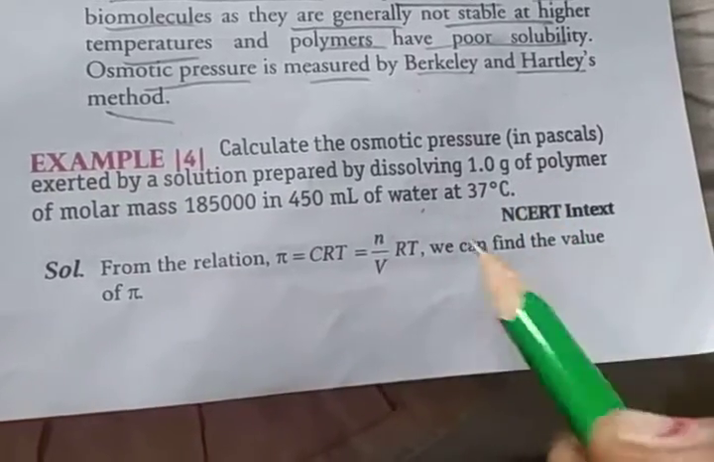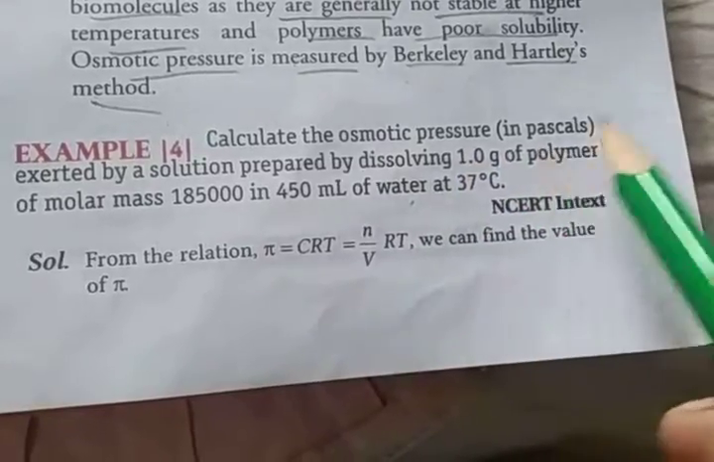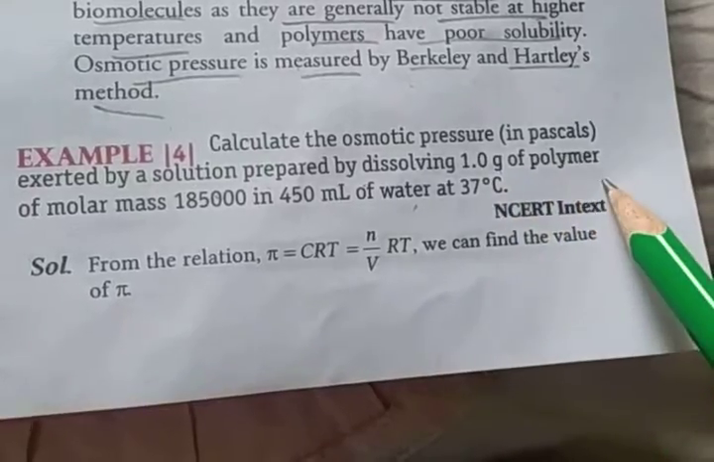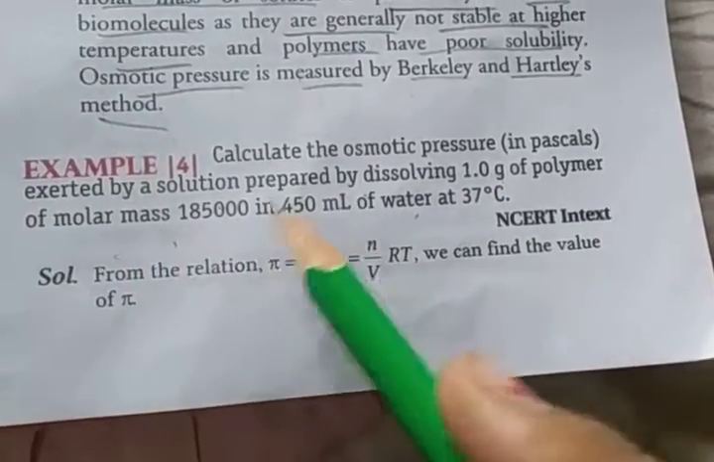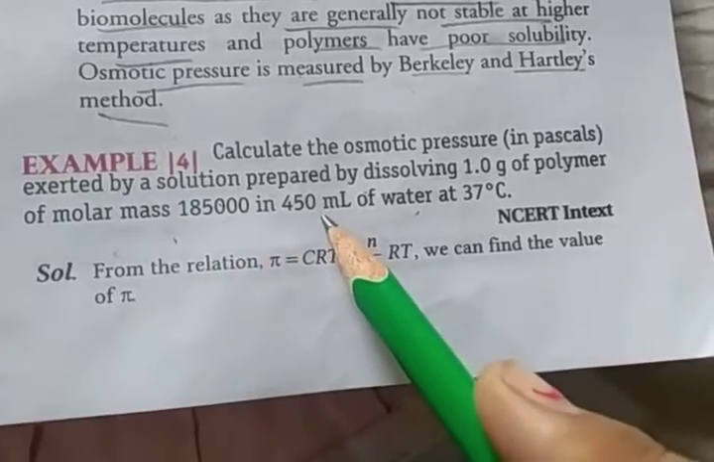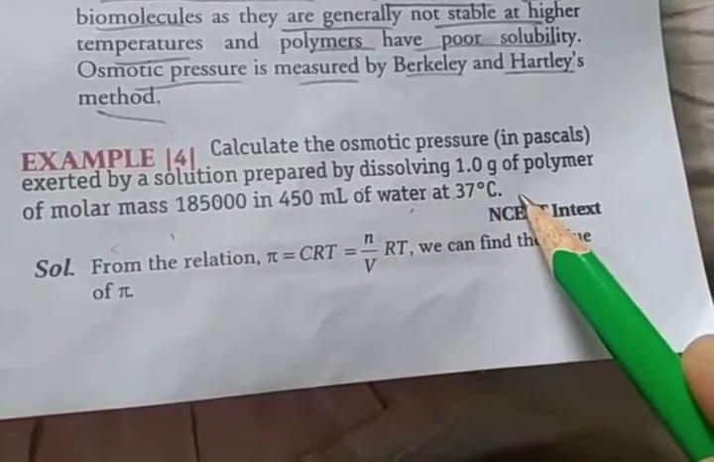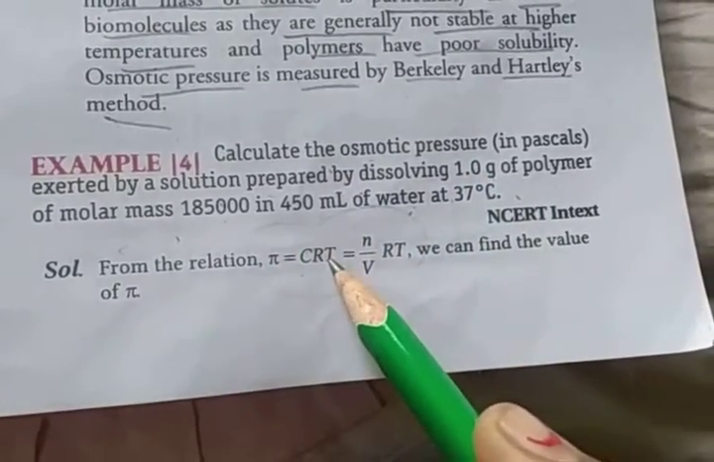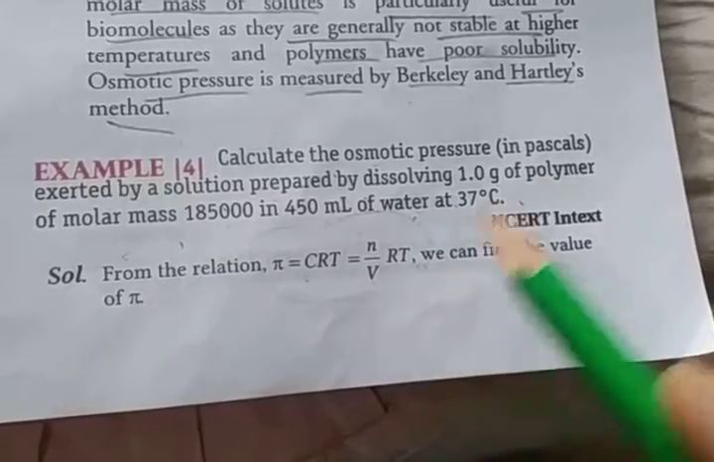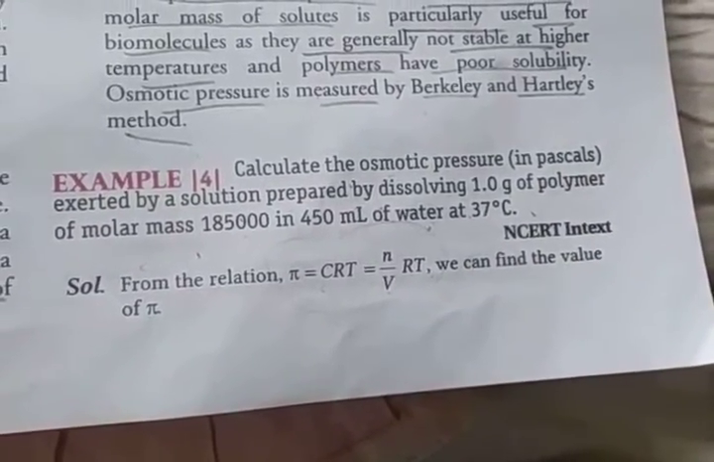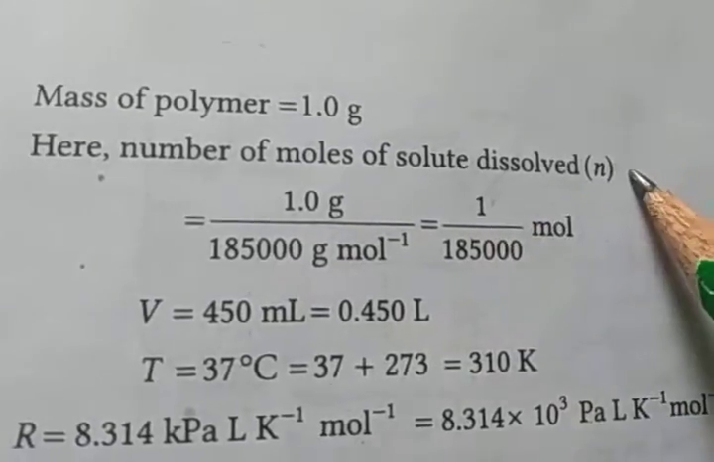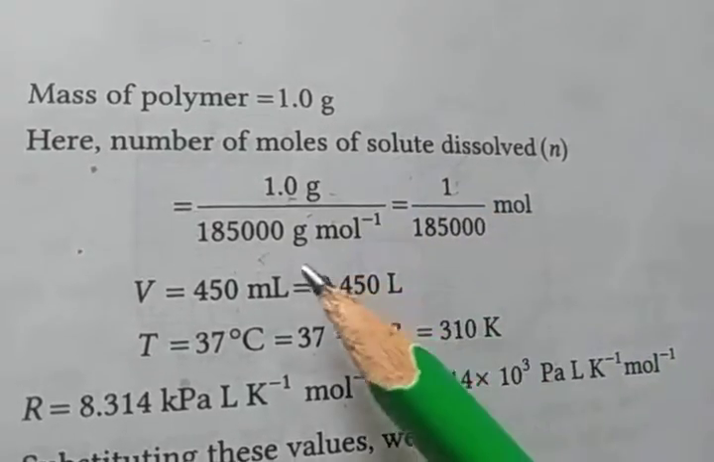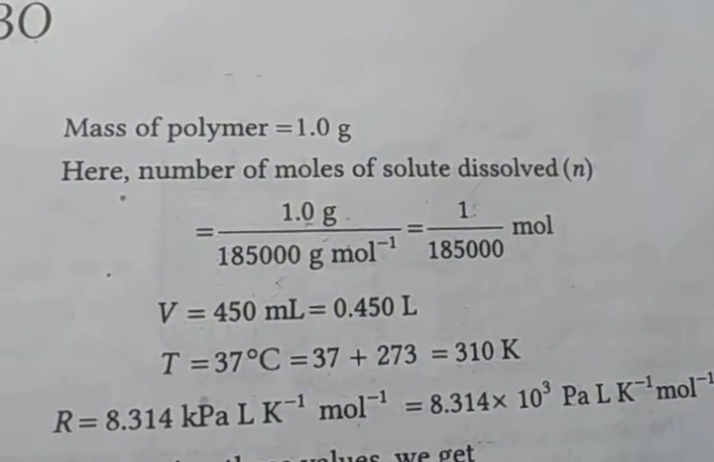Next, the in-text question given: calculate the osmotic pressure in Pascal exerted by the solution prepared by dissolving 1.0 gram of the polymer of molar mass 185,000 in 450 ml of water at 37 degrees Celsius. The formula of osmotic pressure is pi equal to CRT, that is n upon V RT. The number of moles n is equal to W upon M. Both are given: W is 1.0 gram and the molar mass is 185,000 gram per mole.